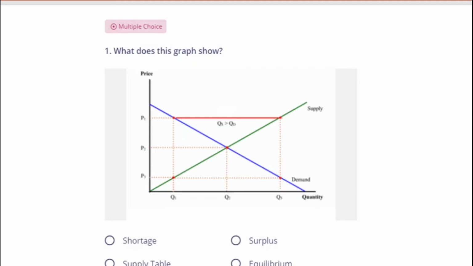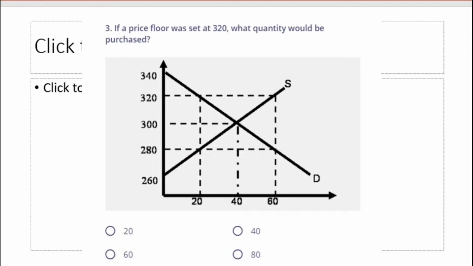And that is actually tantamount to surplus, excess supply. Okay? We have another one. If a price floor was set at 320, what quantity would be purchased? I'll just get my pen once again. And what is the answer here?